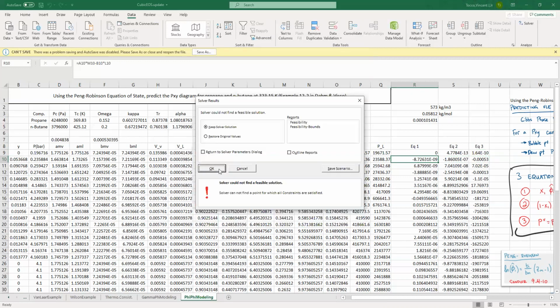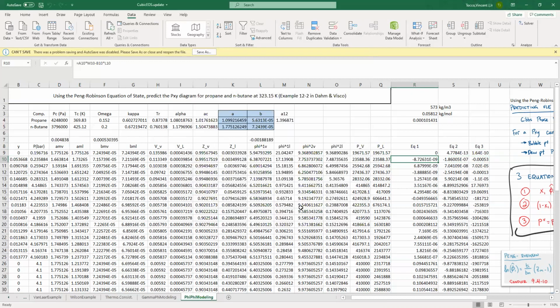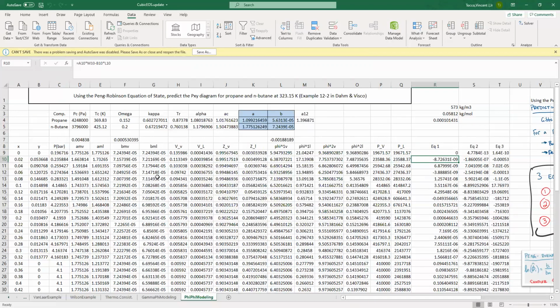So click Solver again. Solver could not find a feasible solution. I'm not sure why that is, why Solver's having such a difficult time finding values that work. I mean, well, this looks like it kind of works, right? I mean, it's in line with what we were expecting. So we expect the pressure to go up, and we also expect Y to go up as well. I'm going to pause one more time and try one more thing that I just thought about.